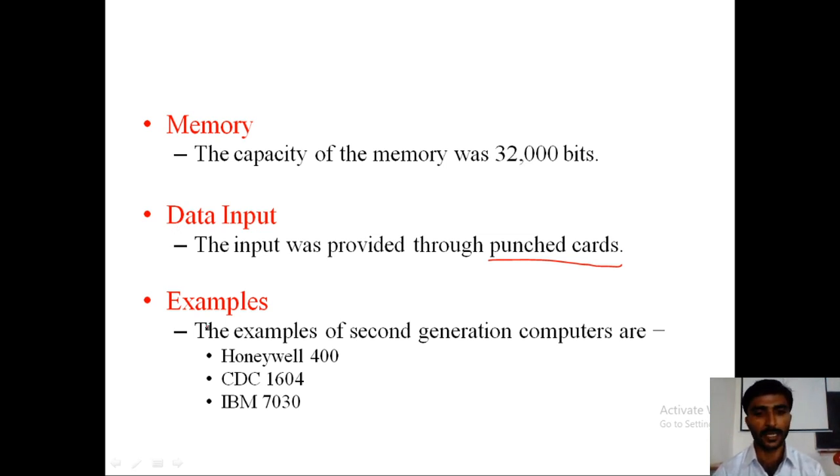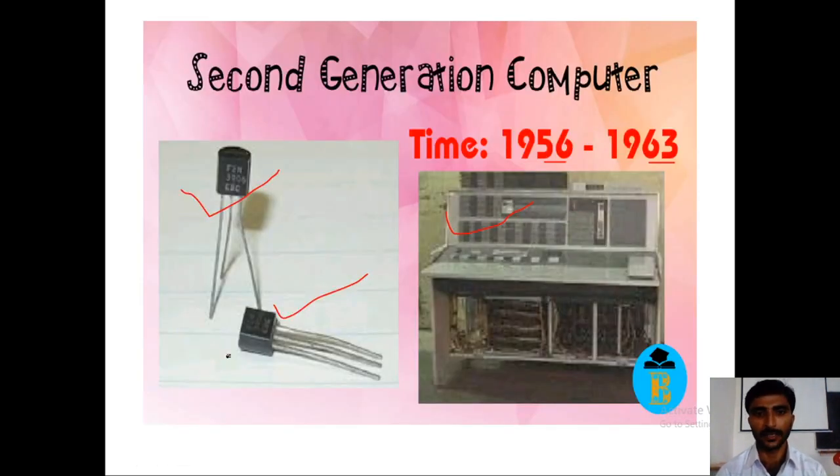Examples of the computers of those days are Honeywell 400, CDC 1604, and IBM 7030. These are examples of second generation computers. These are the transistor computers, the second generation, because they take low space, low power consumption, are low cost, and are faster in that generation.